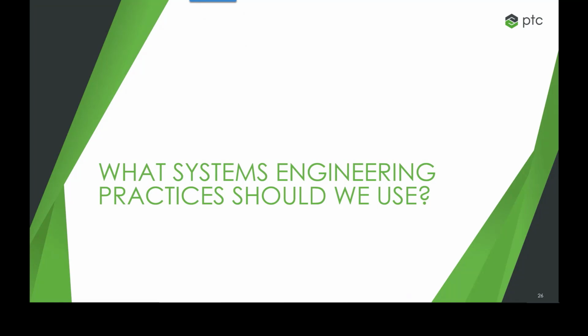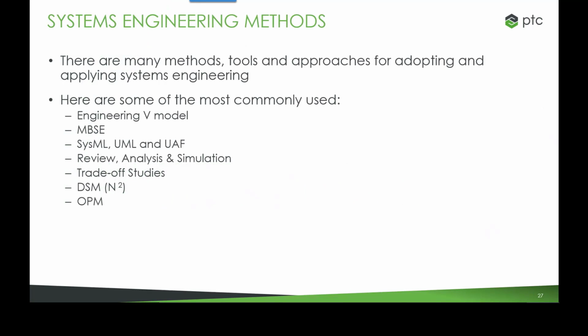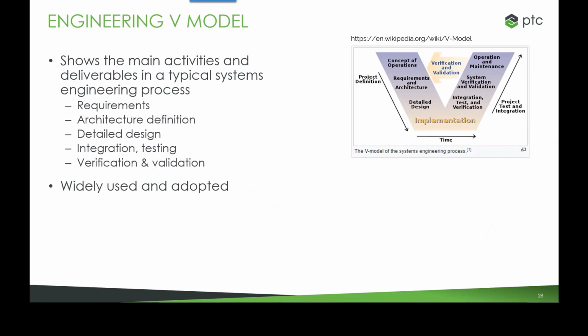Okay, so what are common practices? We've probably heard and seen most of these, but I will go through them. First of all, the engineering V model. This is well used and well known within systems engineering. It shows the main activities, the main phases, and the main deliverables. So we do some requirements analysis, architecture design, detailed design, integration and testing at the subsystem unit level, verification and validation across all of these phases.